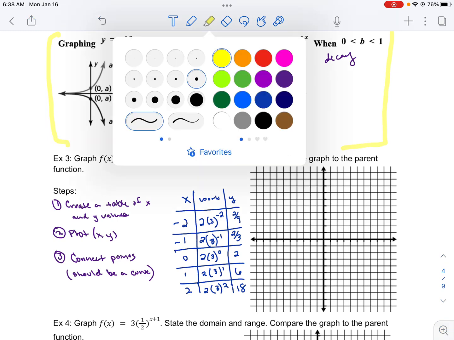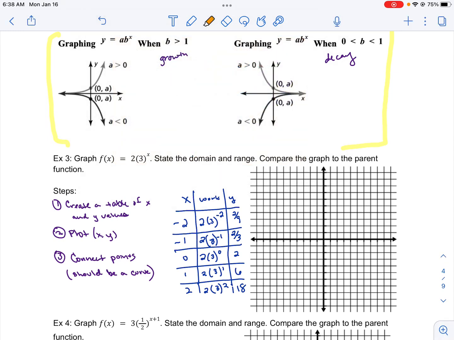So now I have points because I have an x and a y that I can plot. All right, so -2 and 2/9. It's an estimate, right? Because you can't really get an exact on there. -1, 2/3. 0 is at 2. 1 is at 6. And 2 is off my graph.